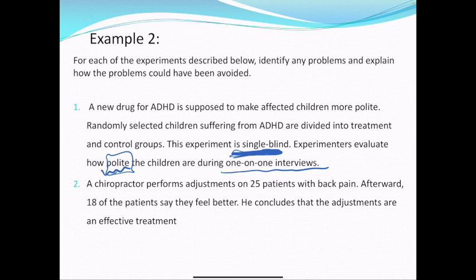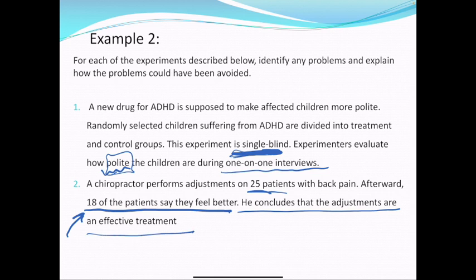Second, a chiropractor performs adjustments on 25 patients with back pain. Afterward, 18 of the patients say they feel better. He concludes that the adjustments are an effective treatment. So, first off, he did this himself on his 25 patients. 18 of them tell him, the one who just did the job, that they feel better, right? You might feel bad. Like, it's like when someone makes you dinner and they're like, oh, how's dinner? And you're always like, great. Even if it's not so great, you're always like, oh my gosh, this is so good, because you're being polite, right? So this is not the greatest way to conduct an experiment. We definitely need some double blinding going on here.